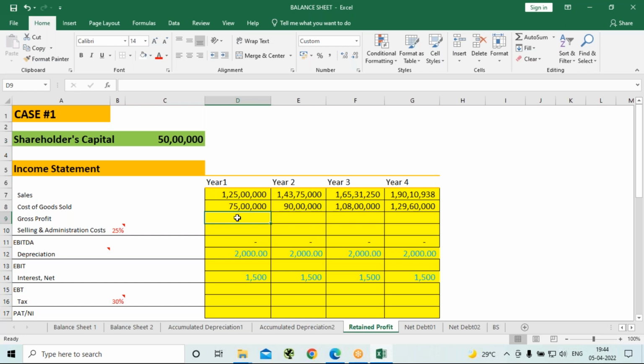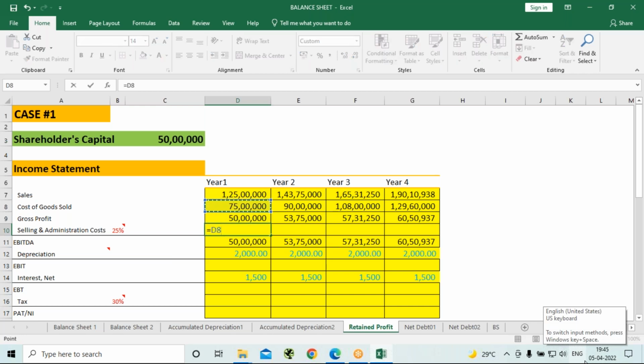The sales minus cost of goods sold. Okay, good. So it will be sales minus cost of goods sold. So I'll drag this value. Fine. So selling and distribution or administration cost, it will be S&A cost are 25% of the revenue of that year. So it will be equals to select the revenue sales value into 25%.